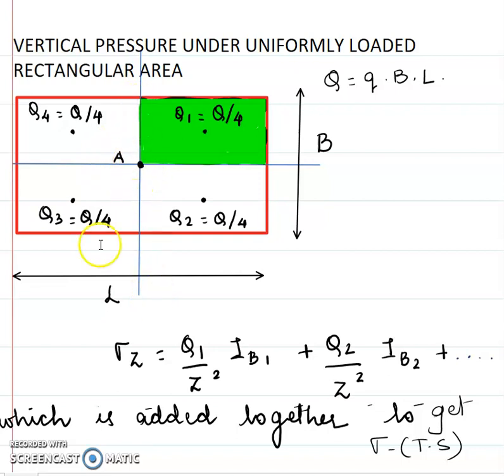So by default you divide this into 4 parts. Okay. Now for each of these 4 parts, you have to determine the point load. So what we are trying to do is convert this entire problem of a uniformly distributed load over the rectangular area to a point load over the rectangular area.